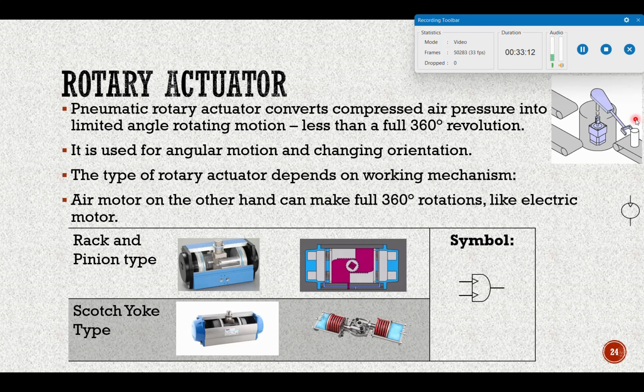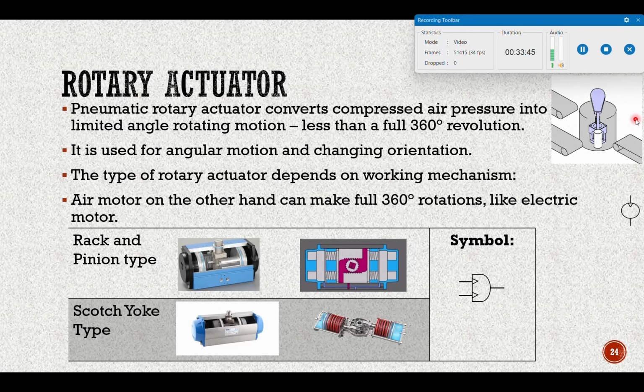Okay. Now let's take a look at the rotary actuators. Pneumatic rotary actuators convert compressed air pressure into limited single rotating motion. In most cases, it's less than a full 360 revolution. You could have a full 360 revolution, but we don't usually use that.